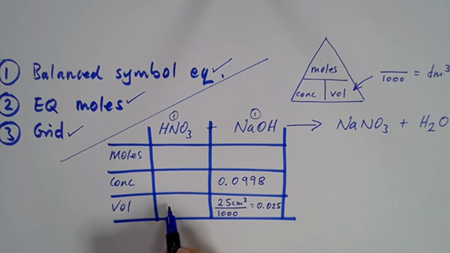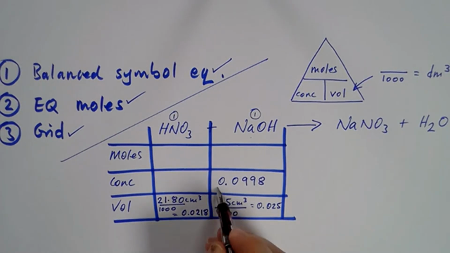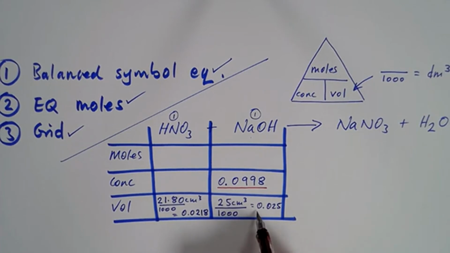Let's do the same for the acid. The acid volume was 21.8 centimeters cubed. Let's divide it by 1,000, and we get an answer of 0.0218. So now we've got 3 pieces of information. We've got the concentration of the sodium hydroxide, the volume of the sodium hydroxide, and the volume of the acid. Now it's a simple step of completing the rest of the table.